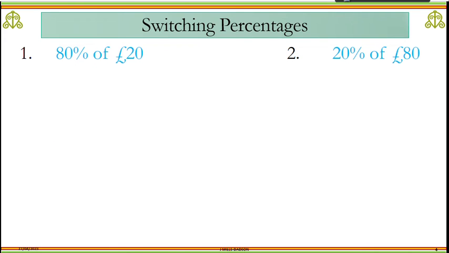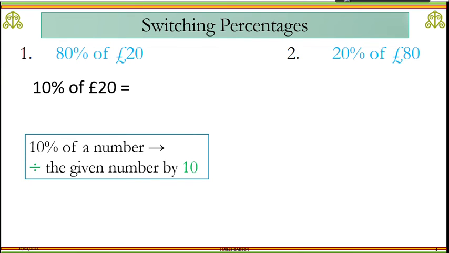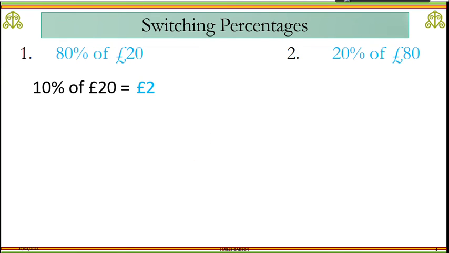Now, let's talk about switching percentages. 80% of 20, we're going to compare that with 20% of 80, and let's see what happens. So to do 80%, I'll first do 10%, which is divided by 10, that gives me 2 pounds. So if I know 10% is 2 pounds, 80% of 20 will be 2 pounds times 8, and that gives me 16. So that's the answer for the first question.